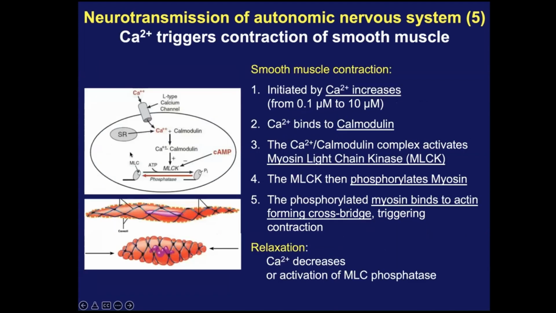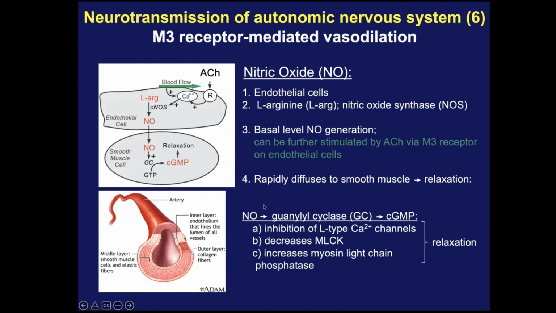Let's go back here. So the cGMP signal can first inhibit the L-type calcium channel to reduce the calcium level. It can also reduce the activity of the MLCK, and it can also stimulate the activity of the phosphatase. All these 3 mechanisms promote the relaxation of the smooth muscle. Therefore, nitric oxide can cause a potent relaxation of the blood vessels.